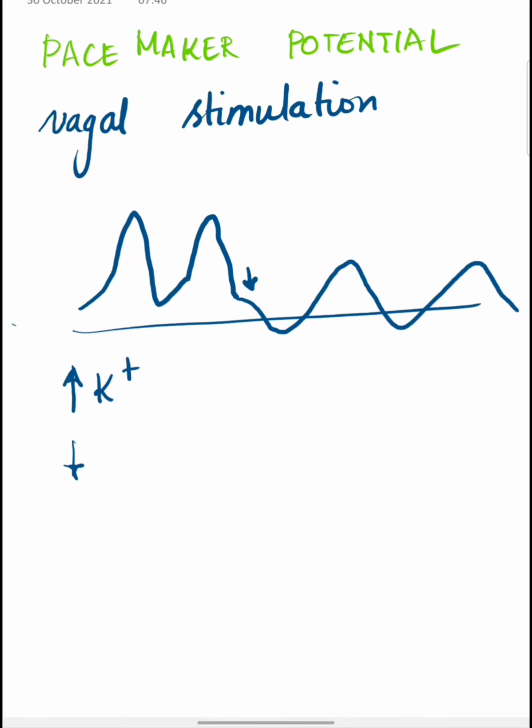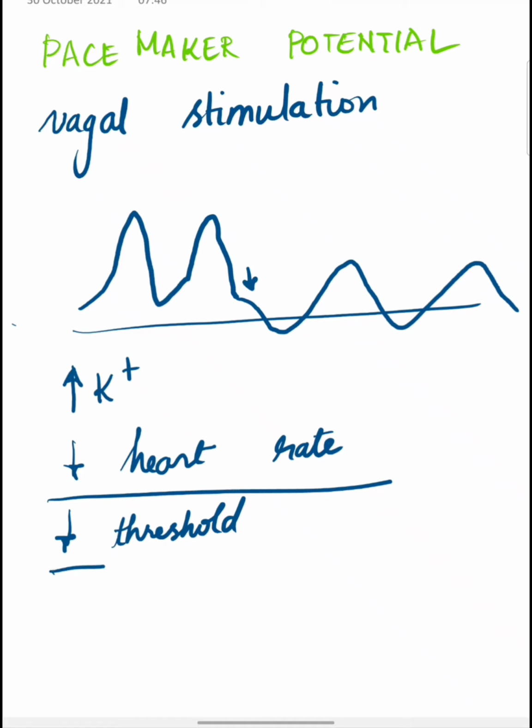Okay, now what is the effect on heart rate? Heart rate is also decreased, and the firing level, threshold level is also affected. The effect of vagal stimulation is thus decrease in heart rate, decrease in threshold level, and increase in potassium permeability, which leads to hyperpolarization of the membrane.